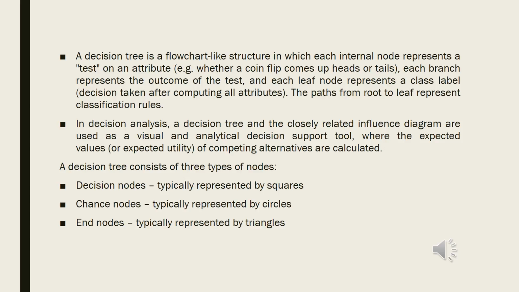A decision tree consists of three types of nodes. Decision nodes, typically represented by squares. Chance nodes, typically represented by circles. And end nodes, typically represented by triangles.